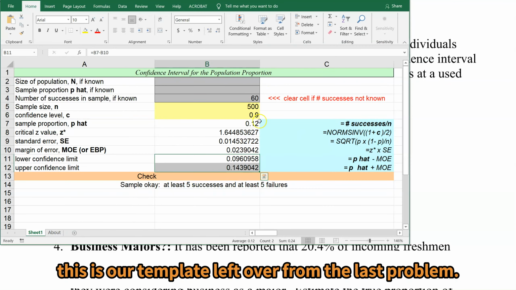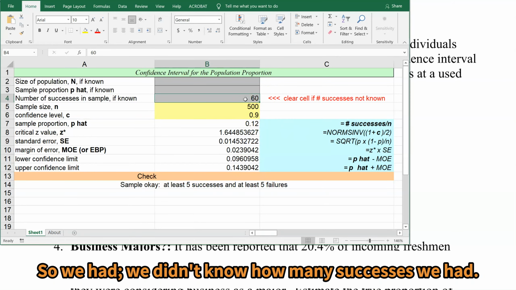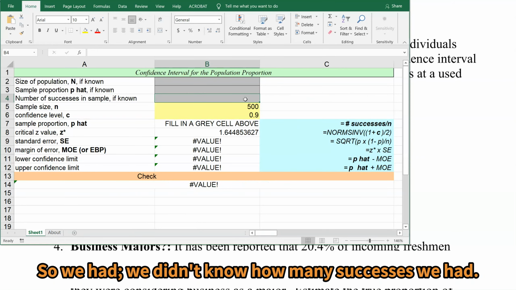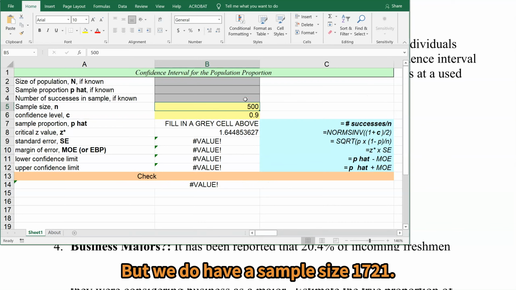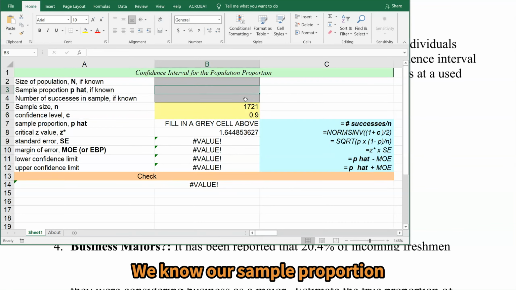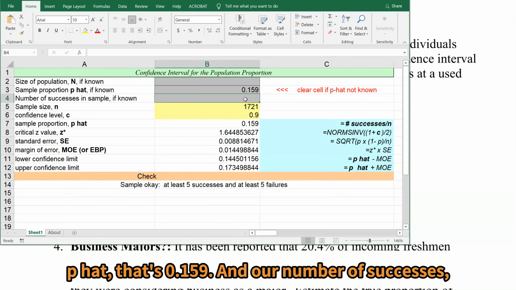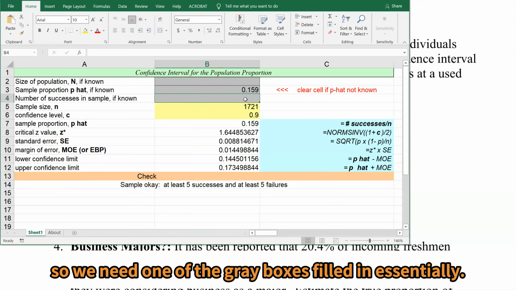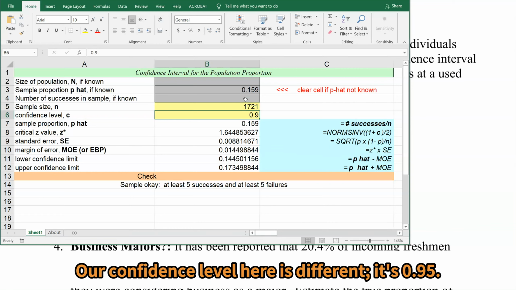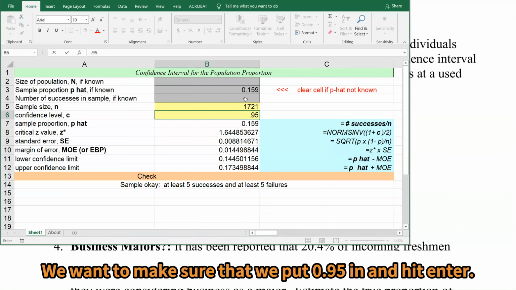This is our template left over from the last problem. So we didn't know how many successes we had, but we do have our sample size, 1721. We know our sample proportion p-hat, that's 0.159. And our number of successes we don't know. So we need one of the gray boxes filled in, essentially. Our confidence level here is different. It's 0.95. So we want to make sure that we put 0.95 in and hit enter.